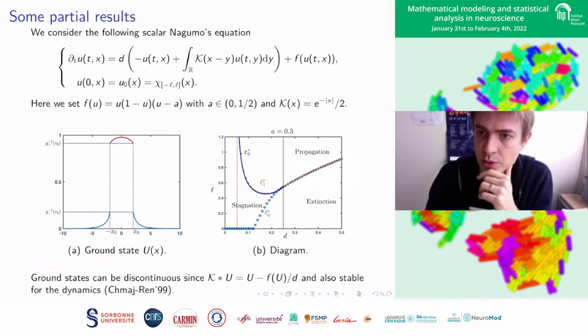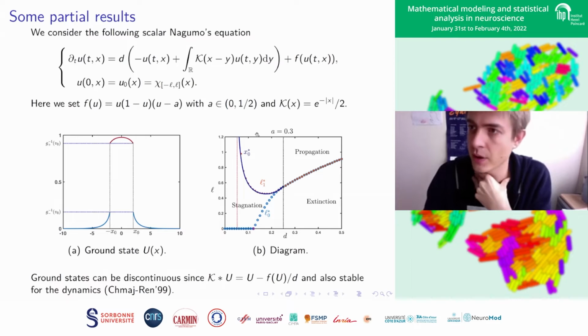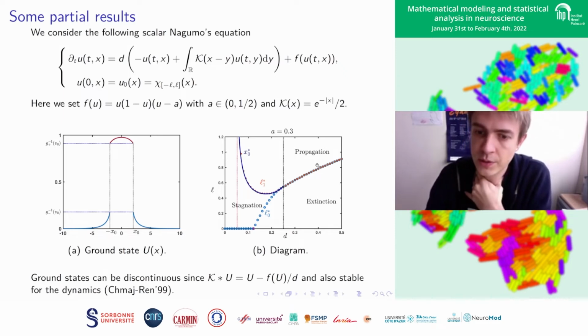So I have another cartoon here. On the left-hand side, it's just an illustration of the type of stationary solution that you get. They're symmetric, and you get two discontinuity points. And on the right here, I have a diagram that I've computed numerically, so extensive numerical simulation for any D. So D would be the diffusion coefficient. A would be the unstable state when I'm picking this specific nonlinearity. I'm using a given kernel, so here the exponential function.